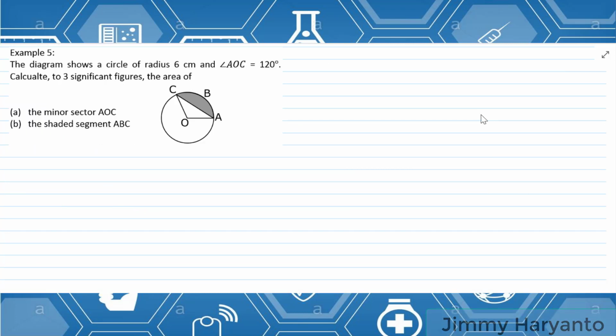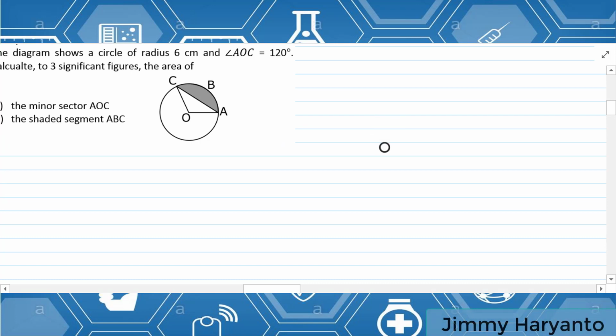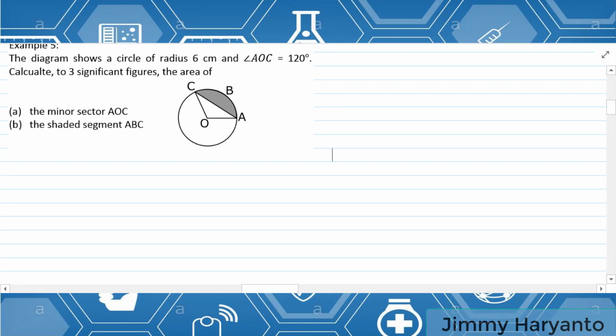Okay, the last one is example 5. So we have this picture of a circle, and we have the area of a sector in the circle. The question wants us to find the area of the minor sector AOC. Minor sector, so the area of sector AOC, the smaller one. The smaller one is this one, AOC. First, it asks about this.